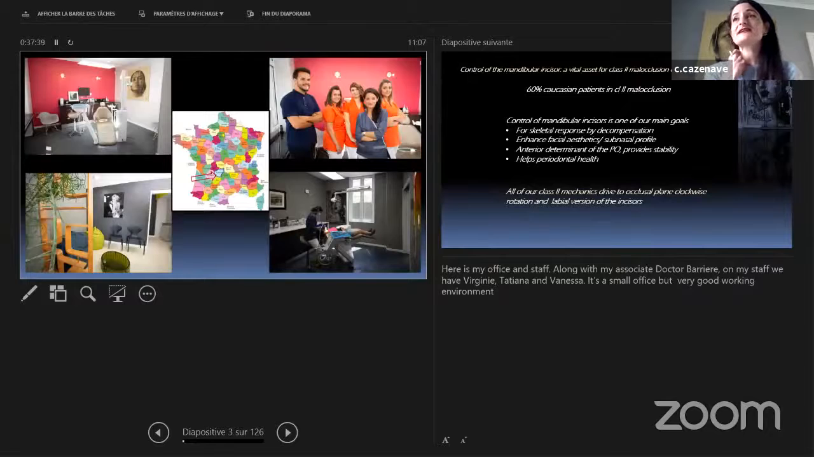Here is my office and staff, along with my associate, Dr. Bayer. On my staff, we are Virginie, Tatiana, and Vanessa. So it's a small office, but a very good working environment.